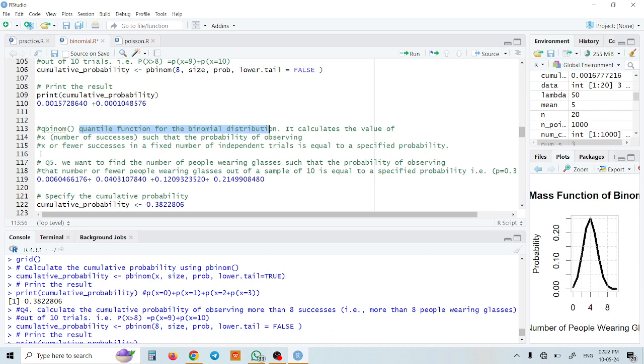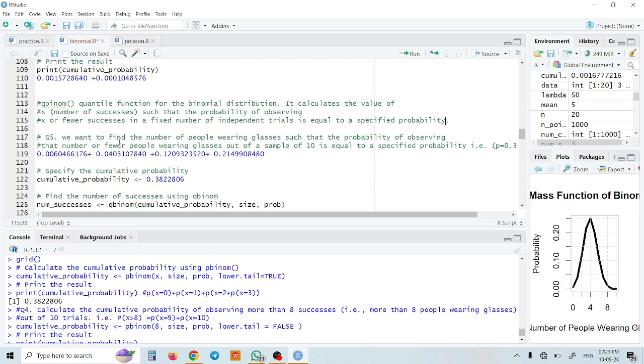It calculates the value of x such that the probability of observing x or fewer successes in a fixed number of independent trials is equal to some specific probability. Generally we give the cumulative probability and it will provide us the value of x. For example, we want to find the number of people wearing glasses such that the probability of observing that number or fewer out of a sample of 10 is equal to a specific probability.